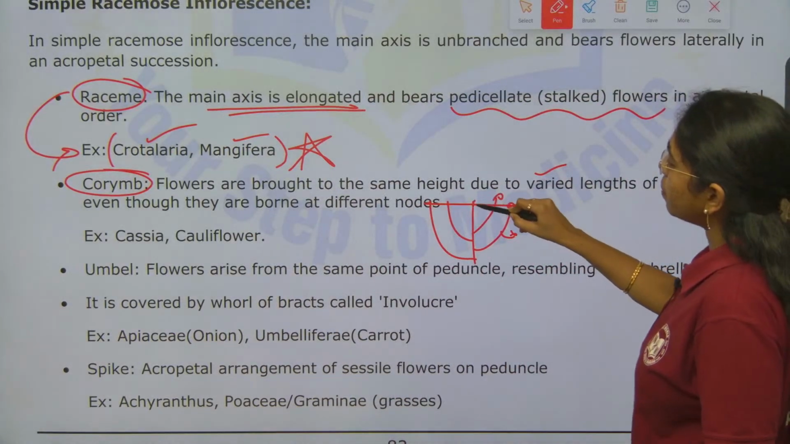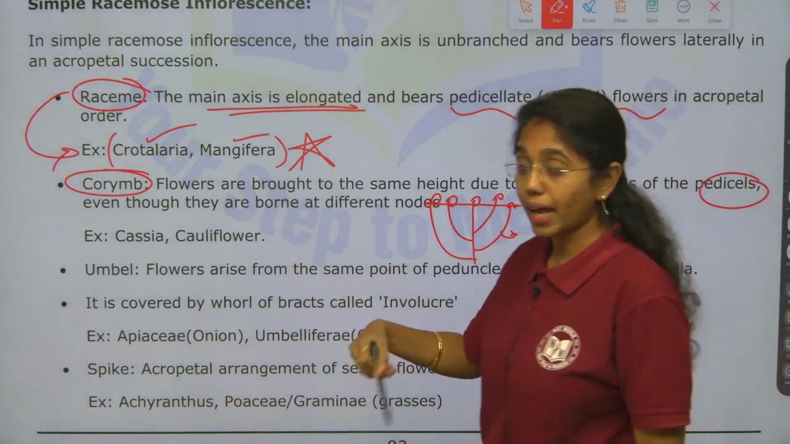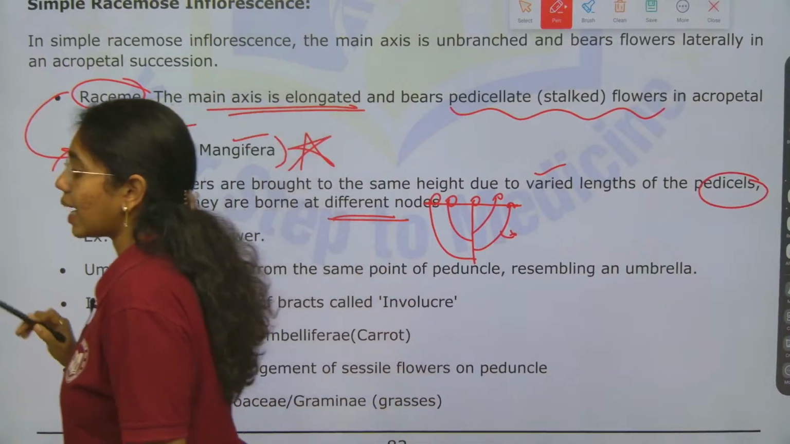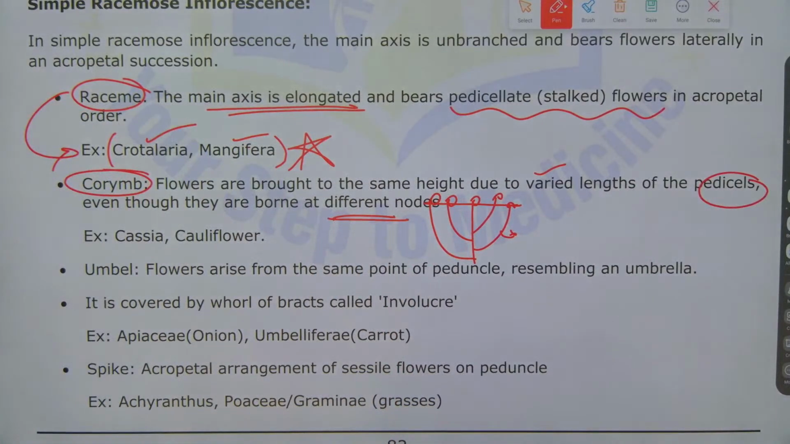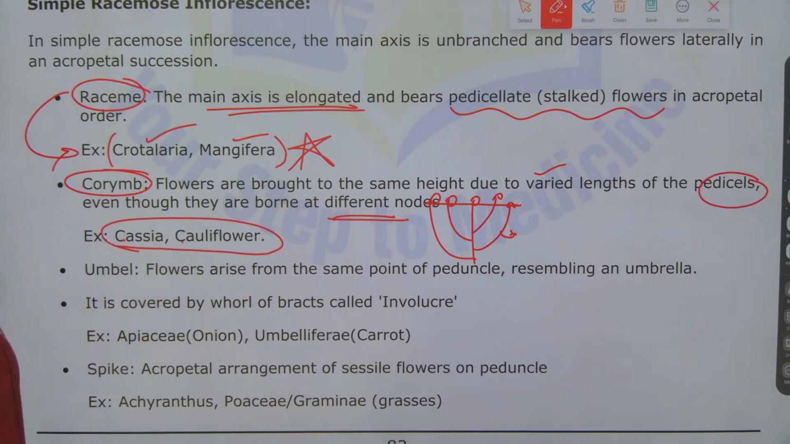All the flowers will be at the same time and the same height, and they will arise at different nodes. These are the points to be highlighted and covered, okay. So here the examples will be, you can remember Corymbs, C and C, that is Cassia and cauliflower. These are the examples.